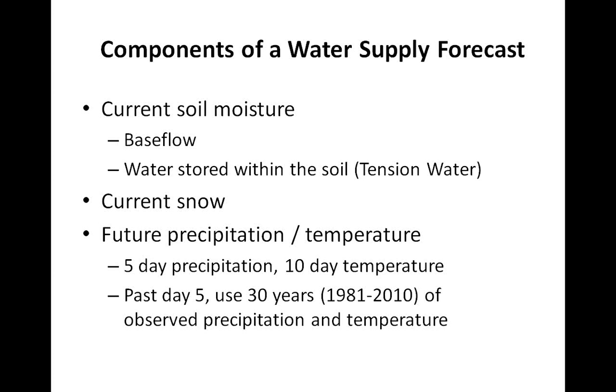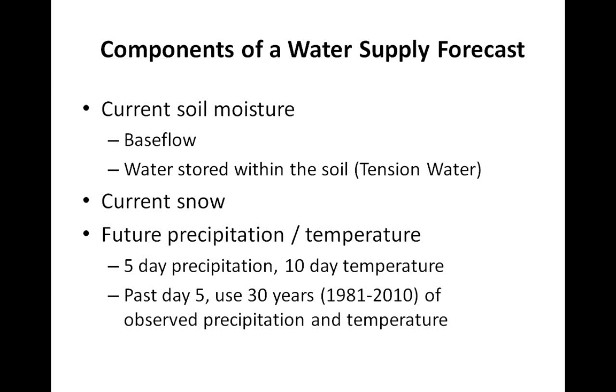These two are really important. They're both parameters that need to be satisfied. Any deficits in the base flow or the tension water both need to be satisfied before our model will generate surface runoff, and of course that guidance impacts the forecast, and you'll see that somewhat dramatically in some of the slides that I'll show here.